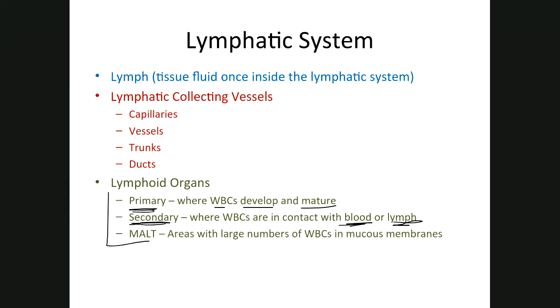And then the last type is called MALT. MALT's an acronym. It stands for mucosa associated lymphoid tissue. We'll see that again in a little bit. But anyway, MALT is in the mucous membranes. So it's out where your body's in contact with the external environment. So the food that comes into your mouth, the air that goes into your nose, places like that, that's where we're going to find this MALT. So, three different types or three different parts of this lymphatic system.